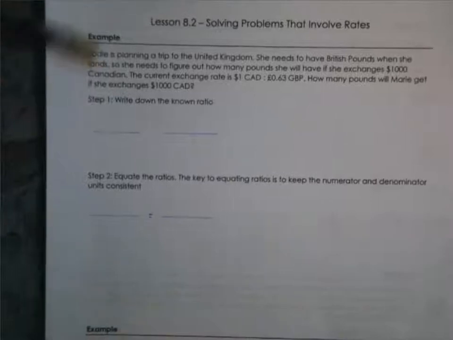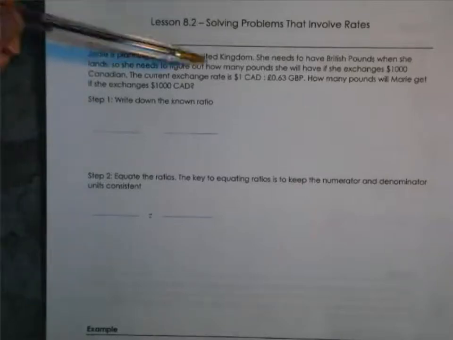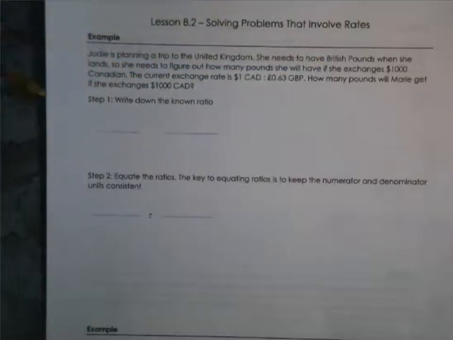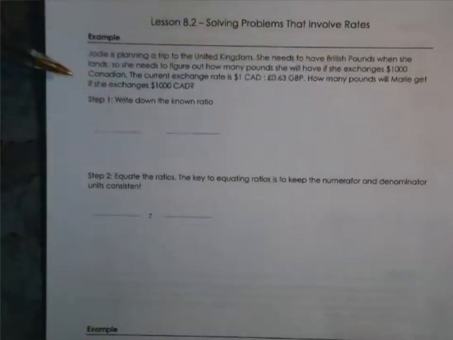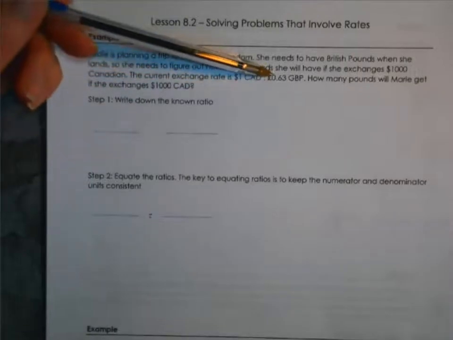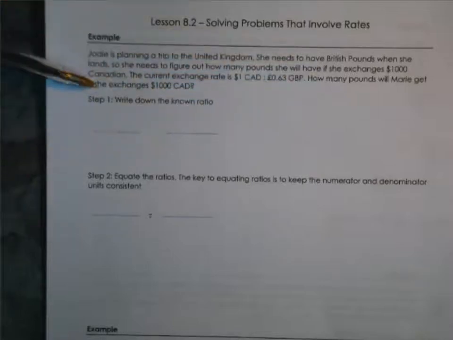Mostly today is just going to be examples because we're building on our skills with working with rates. So our first example has someone who's planning a trip to the United Kingdom. She needs to have British pounds when she lands there, so she needs to figure out how many pounds she will have if she exchanges $1,000 Canadian. The current exchange rate is $1 Canadian for every 0.63 Great Britain pounds. How many pounds will Marie get if she exchanges $1,000 Canadian?